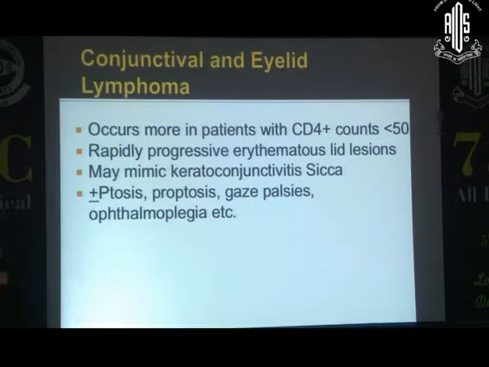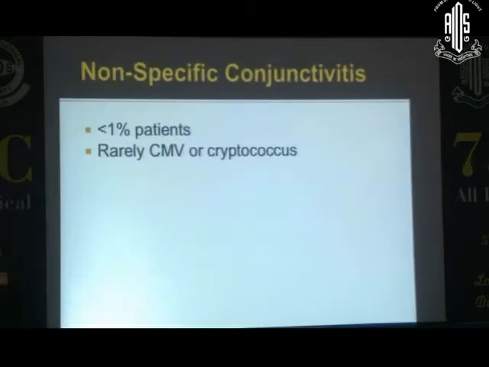Then conjunctival and eyelid lymphoma. This occurs more commonly in patients with CD4 counts less than 50, and besides the normal lesions of lymphoma like the salmon patch on the conjunctiva, there may be rapidly progressive erythematous lesions. And also it has been noted patients who have a very resistant keratoconjunctivitis sicca, which is just not resolving, may actually turn out to be a lymphoma. Also, we should see that these lesions may be accompanied by ptosis, proptosis, gaze palsies, ophthalmoplegia, and other lesions which are common with ocular lymphoma.